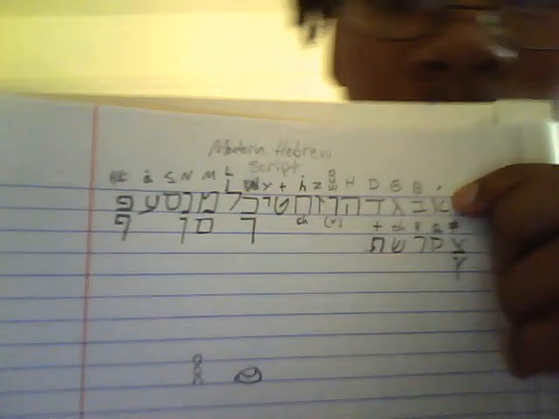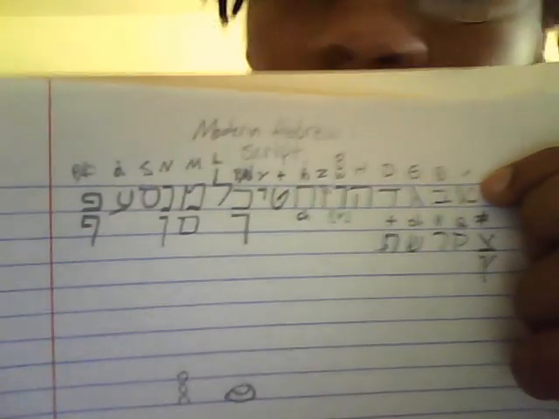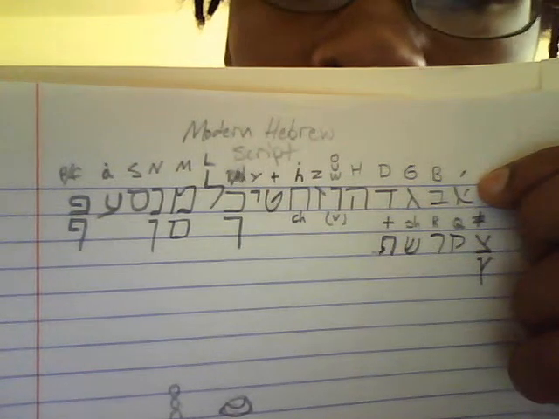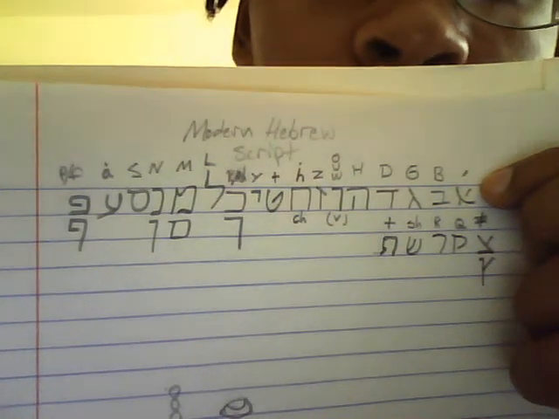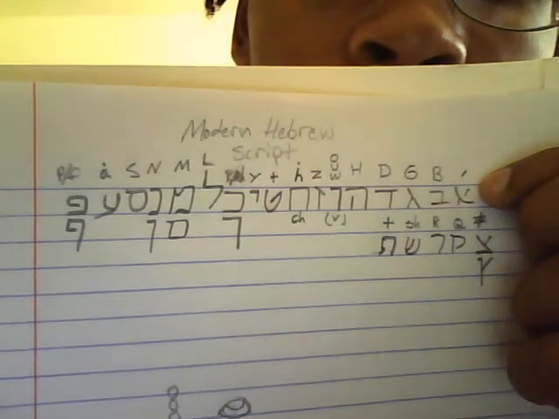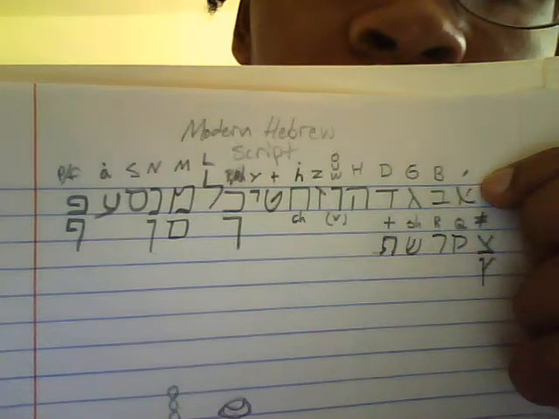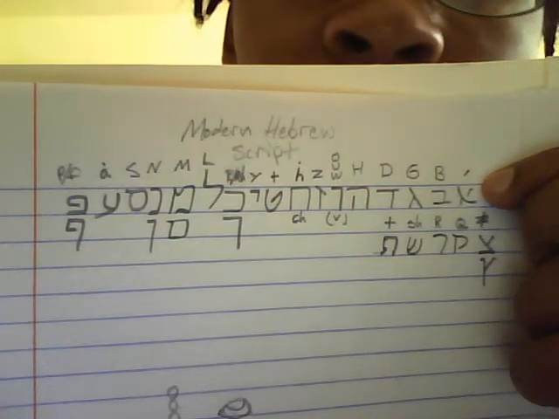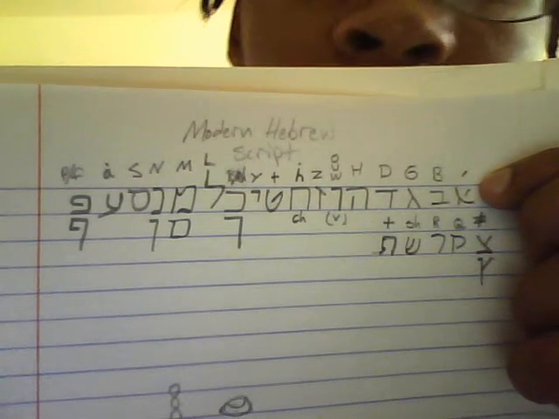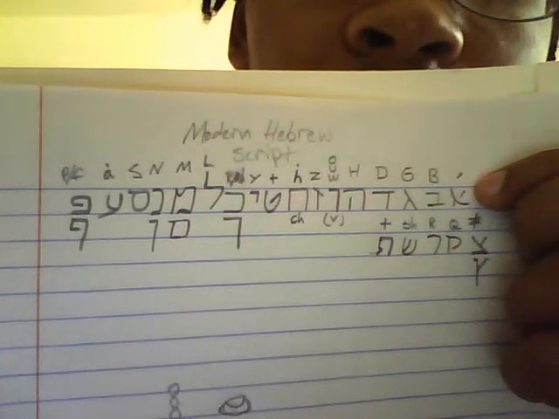The first letter is Aleph. It is a vowel indicator in modern Hebrew, depending on which nikudot, which are little dots below, in the middle, or to the side, or maybe even above any of the letters in modern Hebrew, that dictates what the pronunciation will be.